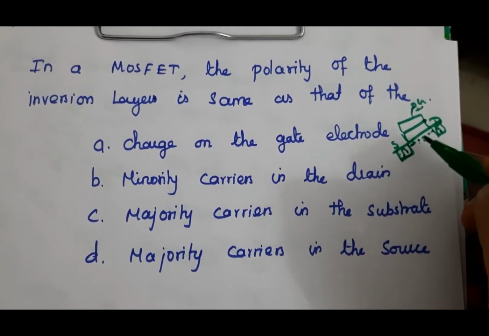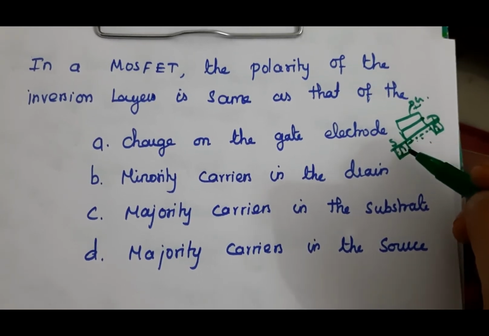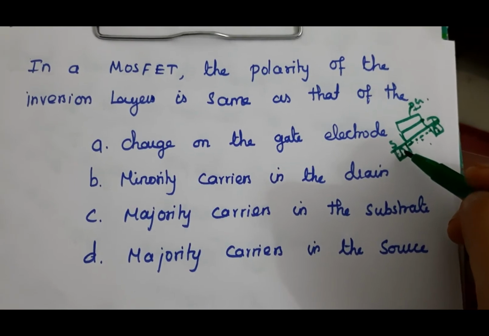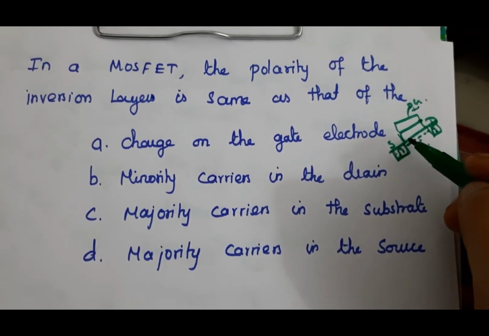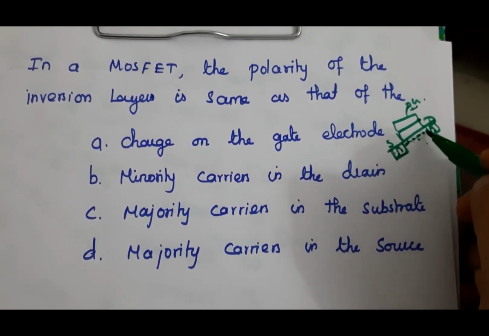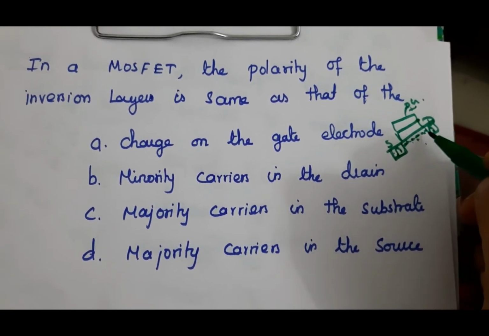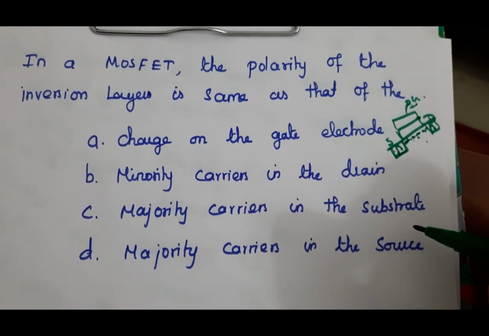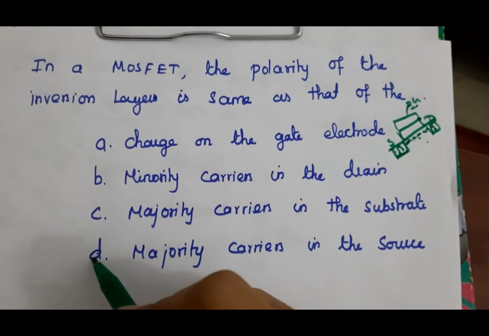This is positive, so this is also positive. So it is similar to the majority carrier of the source. The channel is known as the inversion layer. So this inversion layer has the polarity that is the same as the majority carriers in the source. So here the answer is D.